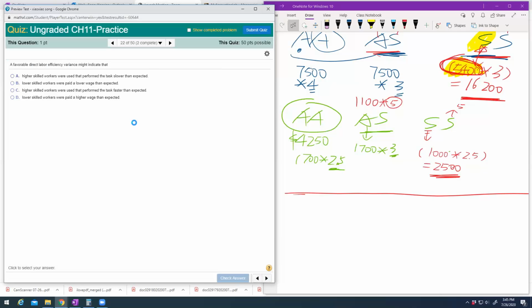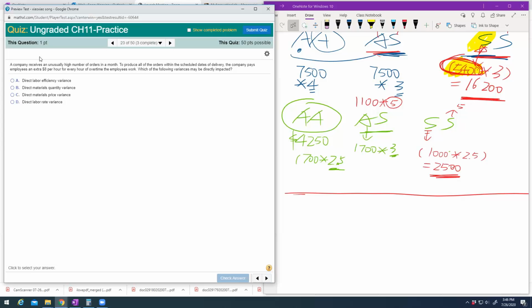Next one, a favorable direct labor efficiency variance might indicate direct labor efficiency. So people are very efficient. They work very quickly. Higher skilled workers are used to perform the task. Higher skilled, they should be faster than expected, right? So this is the right answer.